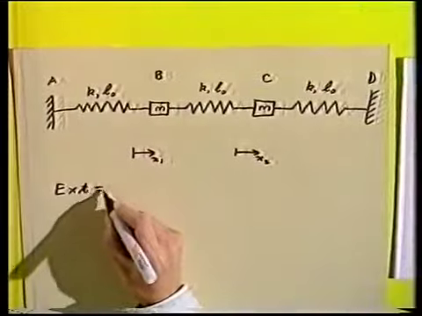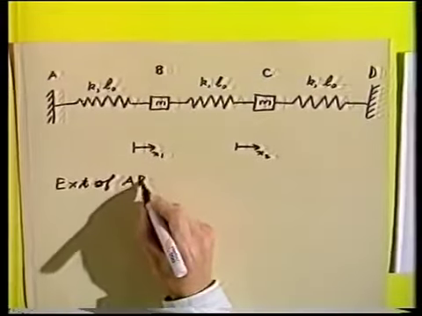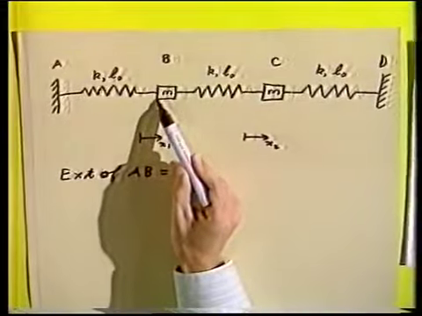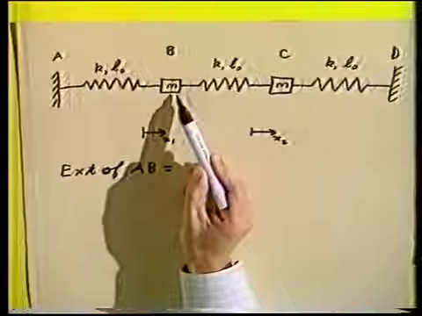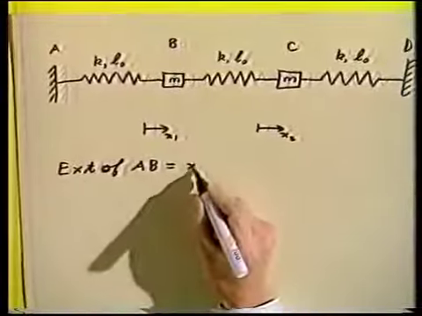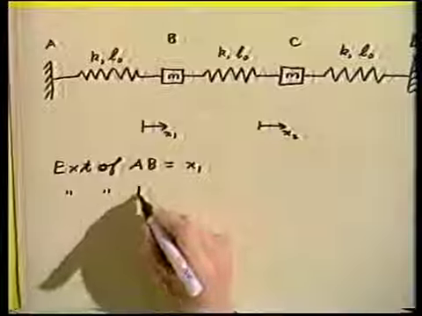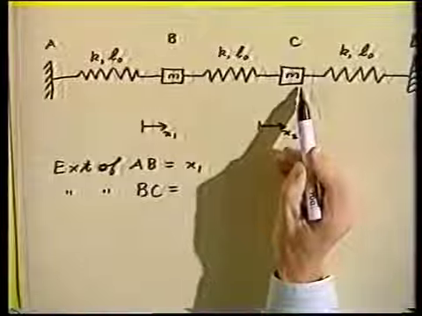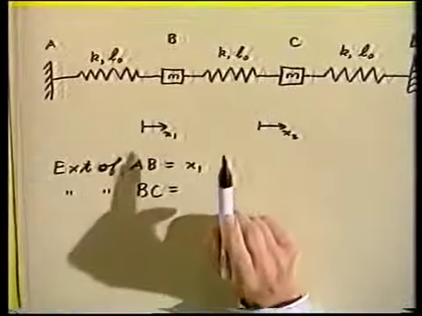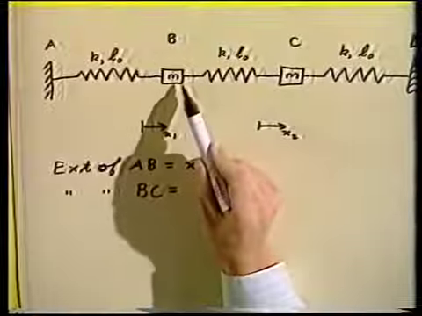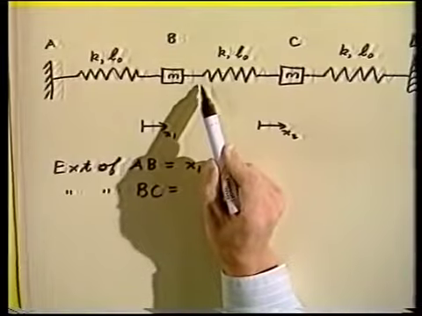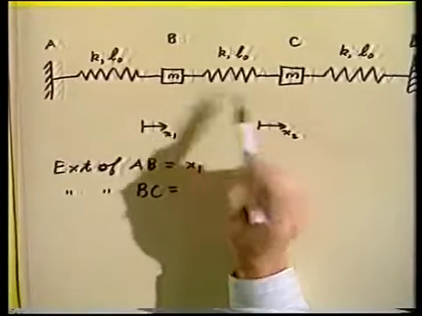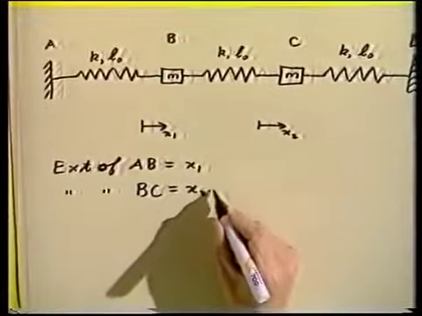Let's first look at the spring AB. All right, the particle B moves a distance x1 to the right, so that means that the spring AB is extended by x1. What about BC? Well, C moves by a distance x2 to the right, so that extends the spring by a distance x2, but on the other hand, B also moves by a distance x1 to the right, which contracts the spring by a distance x1. So the overall extension of the spring BC is x2 minus x1.